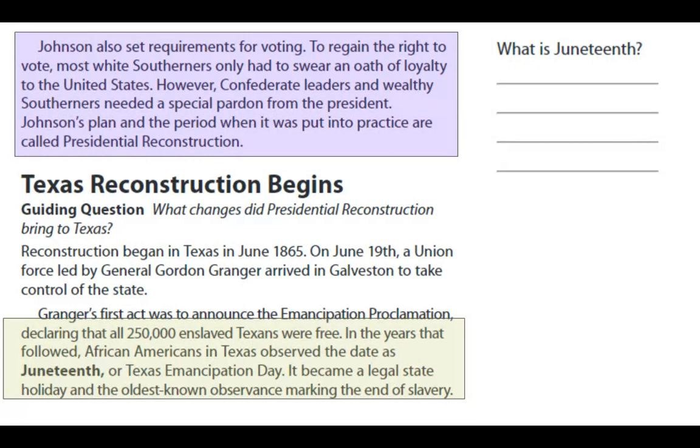Texas Reconstruction begins. What changes did Presidential Reconstruction bring to Texas? Reconstruction began in Texas in June 1865. On June 19th, a Union force led by General Gordon Granger arrived in Galveston to take control of the state. Granger's first act was to announce the Emancipation Proclamation, declaring that all 250,000 enslaved Texans were free. In the years that followed, African Americans in Texas observed the date as Juneteenth, or Texas Emancipation Day. It became a legal state holiday and the oldest known observance, marking the end of slavery.